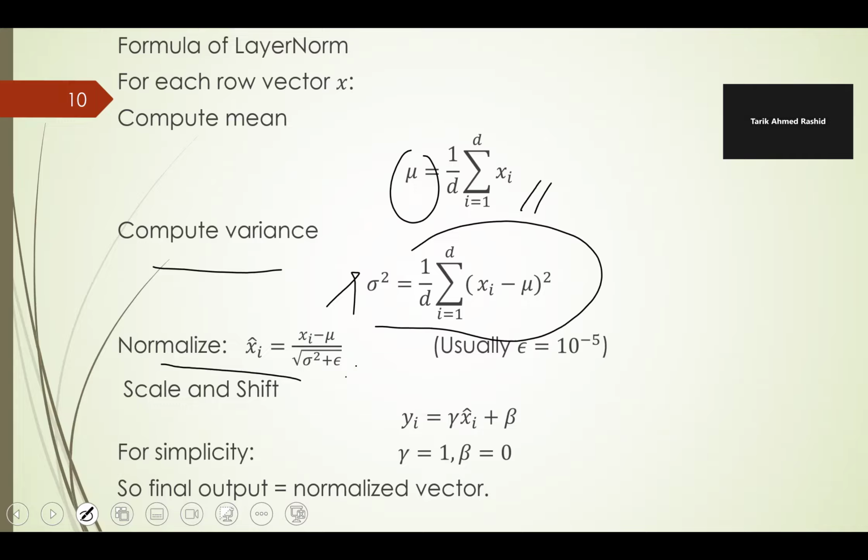Now, epsilon could usually be assumed as 10 to the power minus 5, and you might also have y equals gamma times x_i plus beta. Beta is assumed to be 0, and gamma is 1. So that's how we get the final output normalized vector.